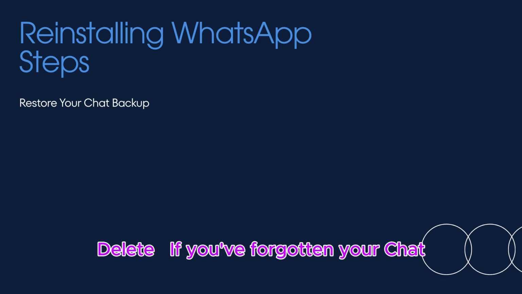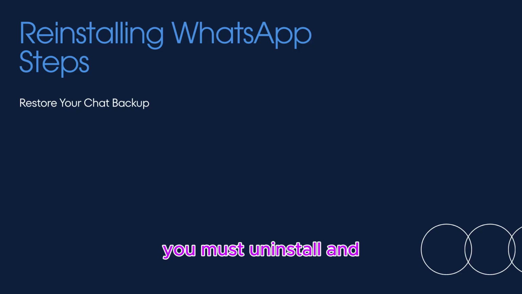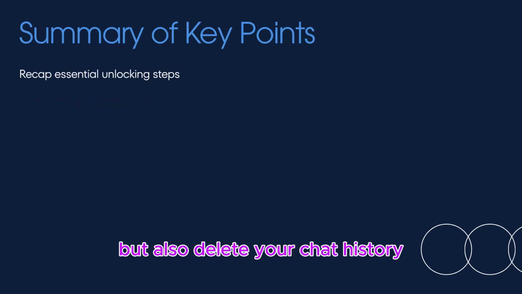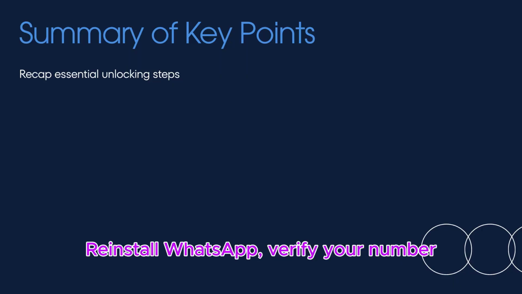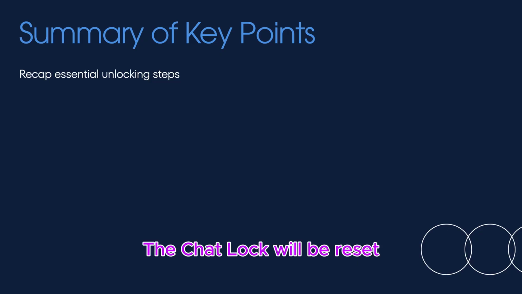If you've forgotten your chat lock passcode, you must uninstall and reinstall WhatsApp. This will remove the lock but also delete your chat history unless you have a backup. Reinstall WhatsApp, verify your number, and restore from backup. The chat lock will be reset.